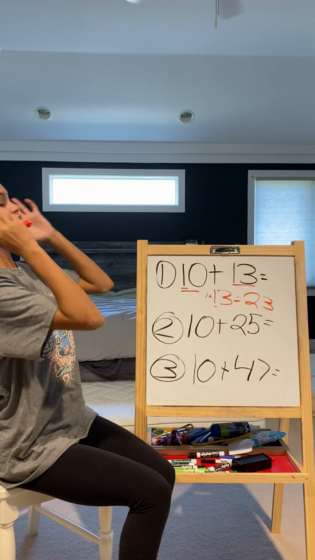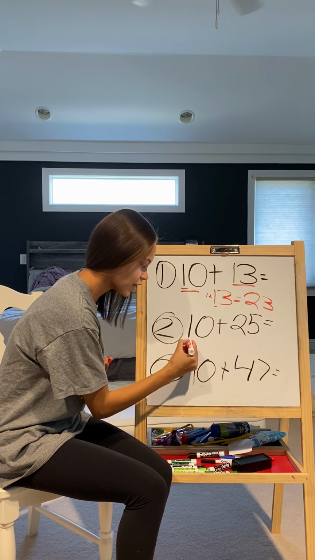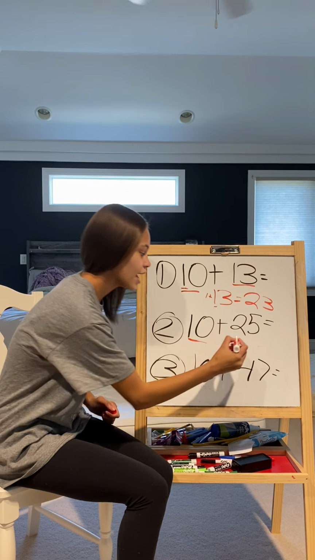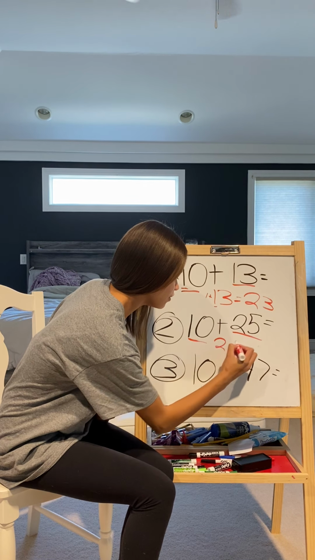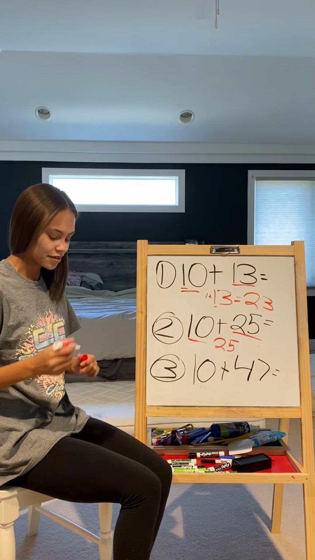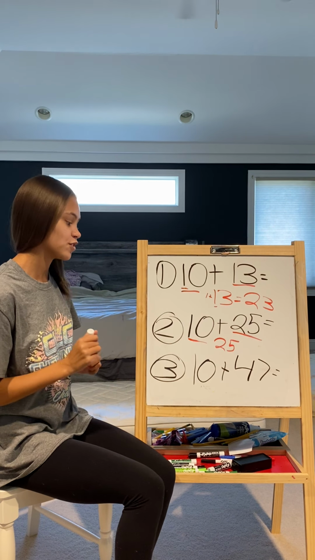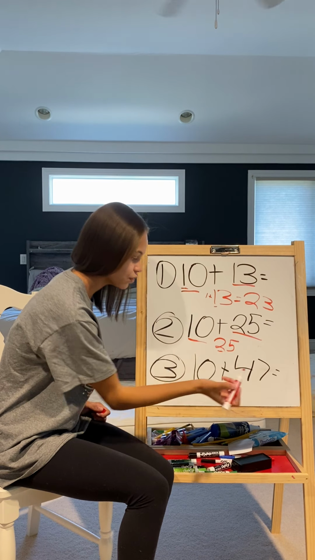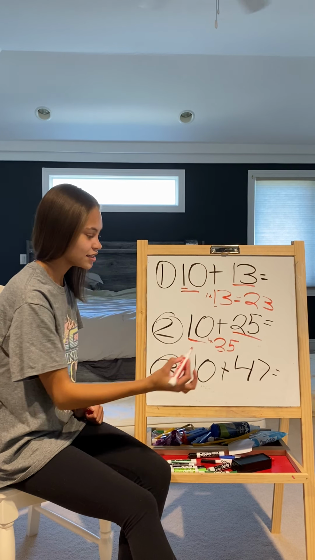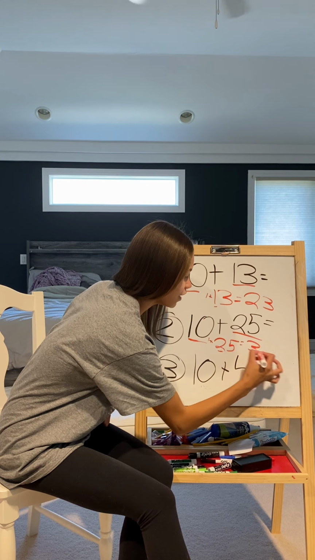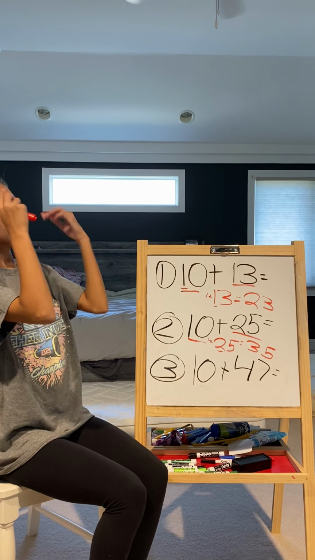Then for the second one, we have 10 plus 25, so the two numbers are 10 and 25, right? We use 25 because that's the number that isn't 10. And what are we going to do? We're going to add a 1 to the first number. So the first number is 2, because we have 25, and then you add a 1 to that. So we get 35, right? So the answer is 35.